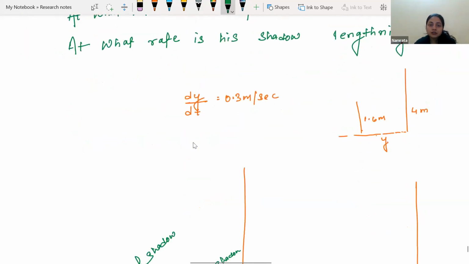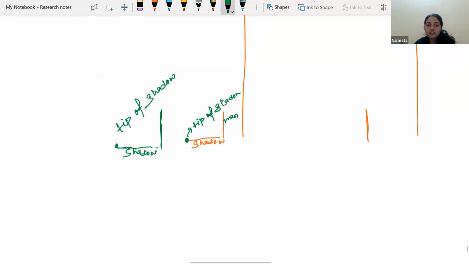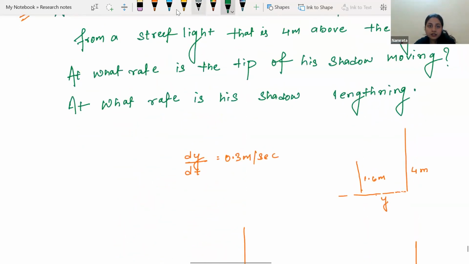As we have discussed how exactly the shadow will be, we can locate the shadow over here. Let's say this is the shadow of the man, which at this point of time is x meter long. And here we are getting a triangle with the help of this figure only. With the help of this figure only we will be finding both the things.